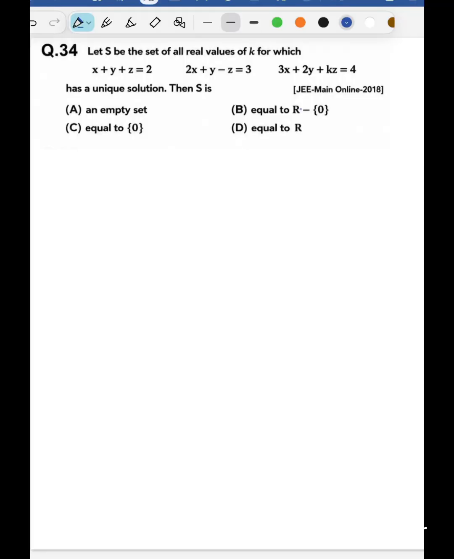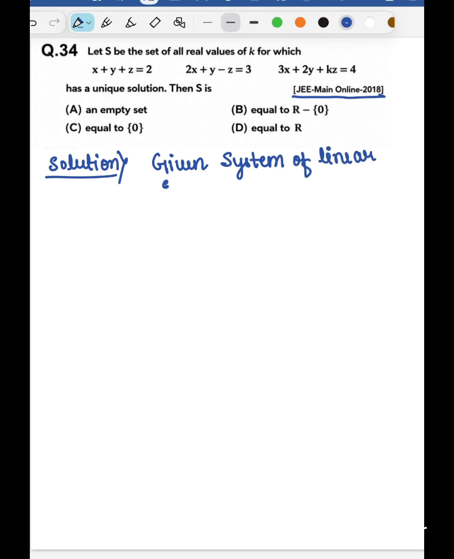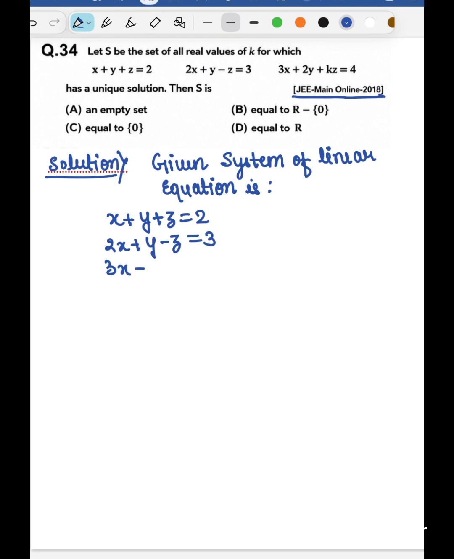Hello students, this is a question which was asked in JEE Main online 2018, okay. So the solution will be: given the system of linear equations, the first equation is x plus y plus z is equal to 2. The second one is 2x plus y minus z is equal to 3. And the third equation is 3x plus 2y plus kz is equal to 4.